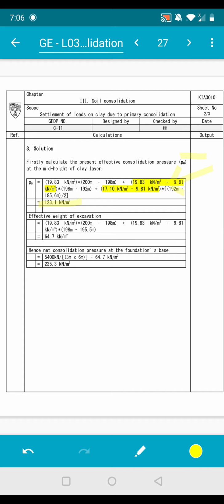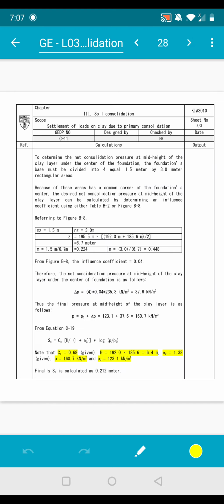Again, effective weight of excavation needs to be calculated, and the main finding is the net consolidated pressure at the foundation base in order to move on with the settlement calculation. So approximately 235.3 kilonewton per meter square is taken into the stress distribution approach. Again, you're repeating the same thing, but this one is of rectangular approach.